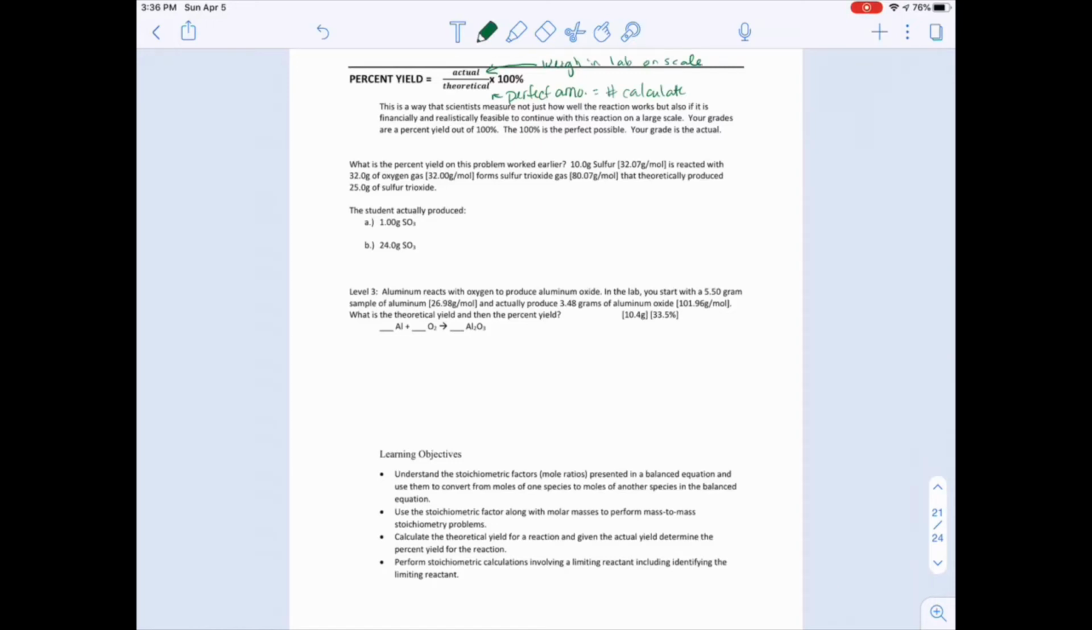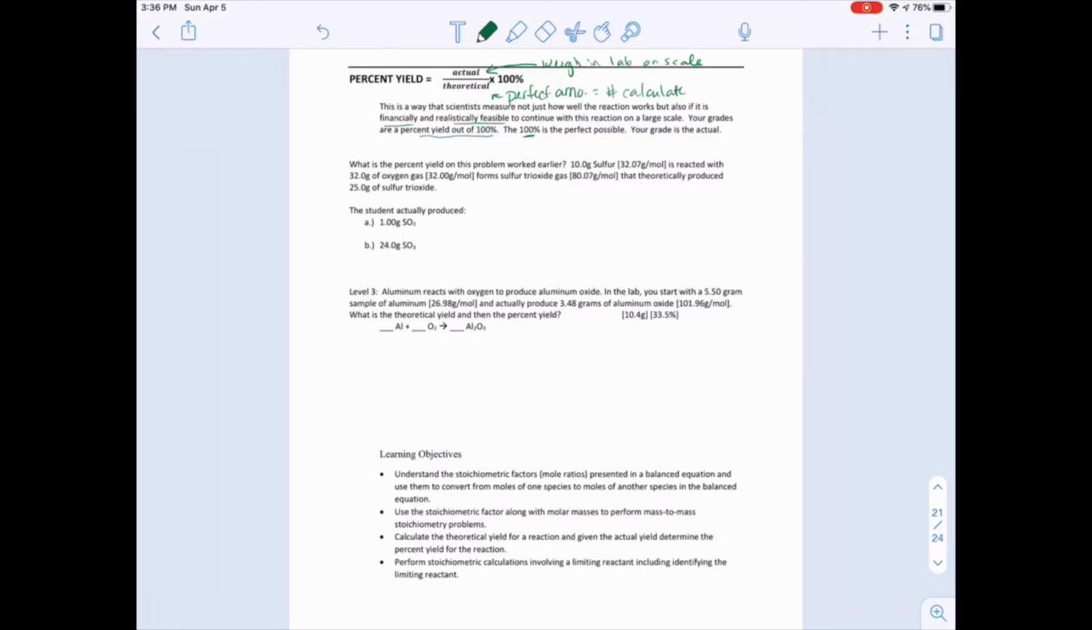That's the actual. So this is the way that scientists measure not just how well a reaction works, but if it's financially and reasonably feasible to conduct the reaction on a large scale. Also note that your grades are a percent out of 100. The 100 would be like the bottom. That's like the perfect amount. Your grade is the actual amount out of 100 points.